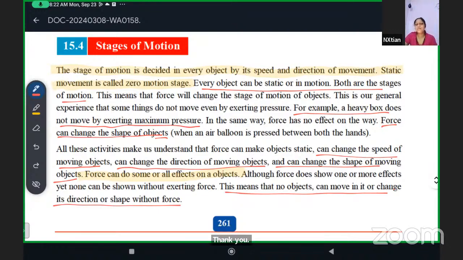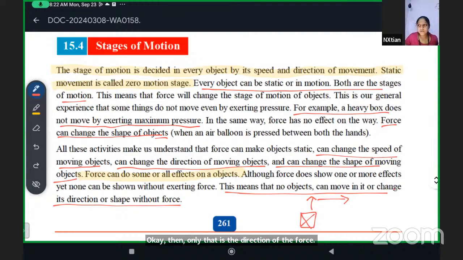So without force, objects cannot move. If a box is lying there, can it move on its own? No, right? If we go and push it in the direction we want, then it will move. Whatever direction we push, that direction it will go. If we push it straight, it will move straight. If we push the box straight and then to the left, that is the direction of the force, and only in that direction will it move.